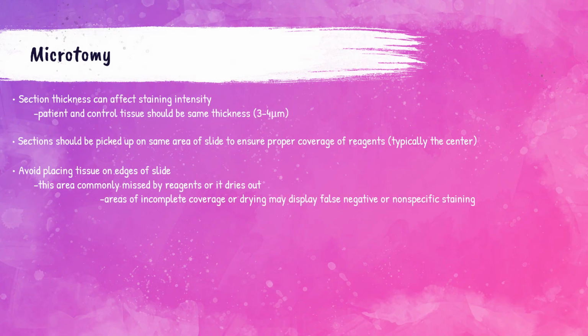Section thickness is also very important. For immunohistochemical staining, tissues should be cut at 3 to 4 microns in thickness. Sections should be picked up in the same area of the slide, usually in the center, to ensure proper coverage of the reagents. It is good practice to avoid placing the tissue on the slide edges, as the edges are commonly missed by reagents or dry out. These areas may show false negative results or nonspecific staining.